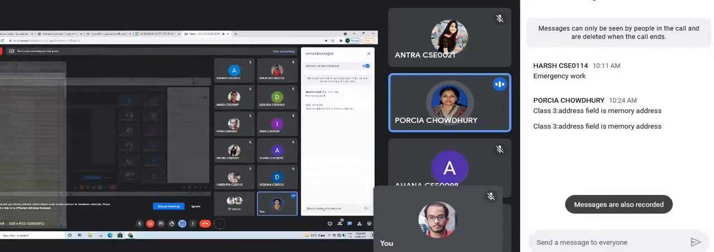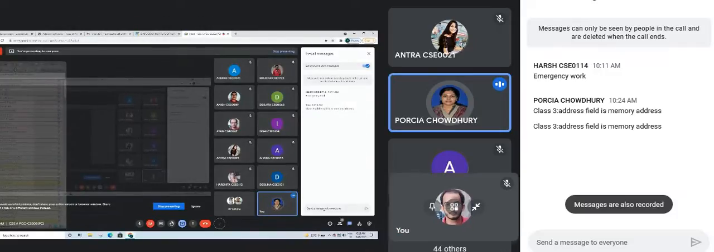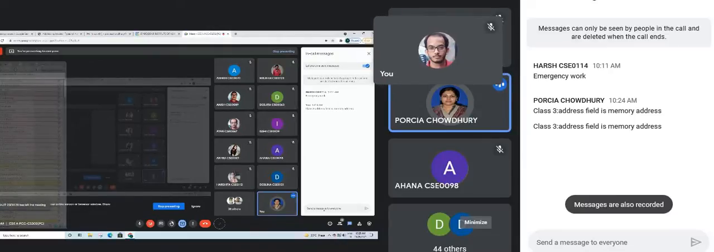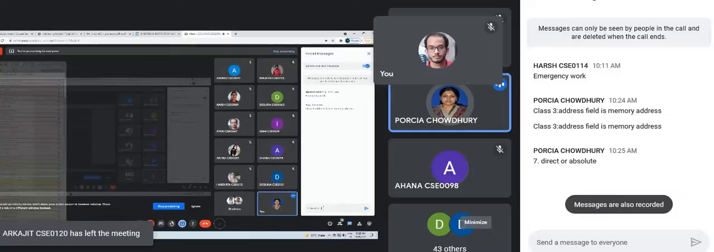Fine. Now we will move to class 3. In case of class 3, the address field is a memory address, so the memory address will be mentioned over here. Now this has two parts: direct or absolute addressing mode and indirect addressing mode. We have done 3 in class 1 and 3 in class 2, so altogether 6. Now this is 7, the direct or absolute address mode, and the 8th one is indirect address mode.